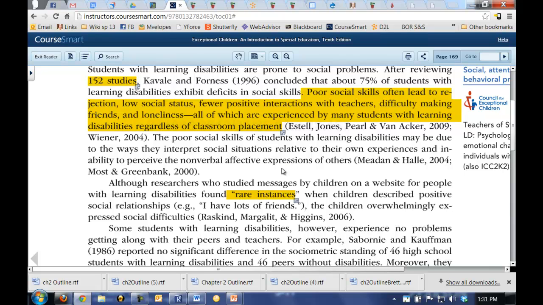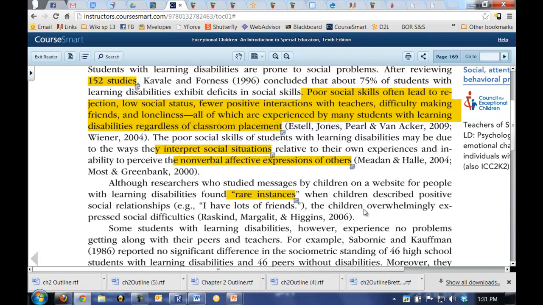The poor social skills of students with learning disabilities may be due to the ways they interpret social situations relative to their own experiences and inability to perceive the nonverbal affective expressions of others. And I firmly believe that to be true. In other words, they can't read the social cues. They can't read those nonverbal things. And I'm telling you, they had a terrible time making friends. There was just something abrasive about them.